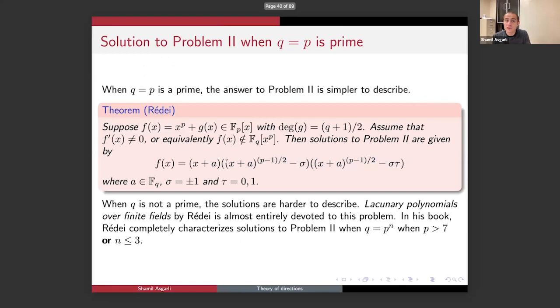I actually do not know myself what happens when P is small. I have a feeling that it was resolved years later, but I don't know the reference. But I would guess that the problem is now solved even when P is 2, 3, and 5. But yes, that's a good question.